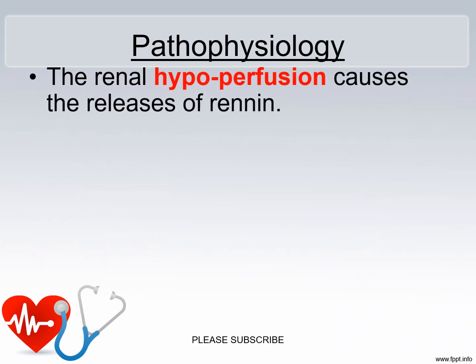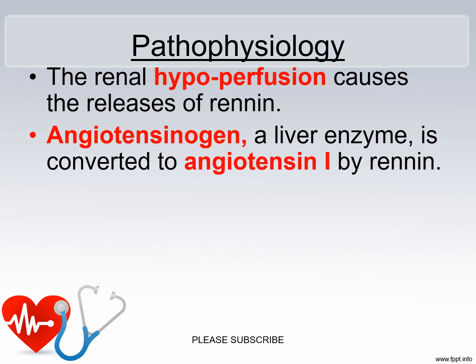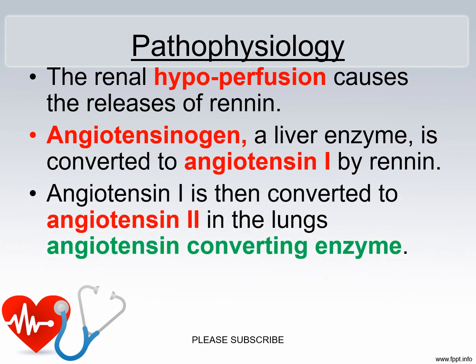So the renal hypoperfusion now causes release of renin. Okay, so the juxtaglomerular cells will be notified and they will sense that there's low perfusion reaching the glomerulus, so they will start releasing renin. Now there's another hormone, angiotensinogen, which is produced in the liver. So this liver enzyme is converted to angiotensin 1 by renin. Then angiotensin 1 is converted to angiotensin 2 in the lungs by angiotensin converting enzyme.